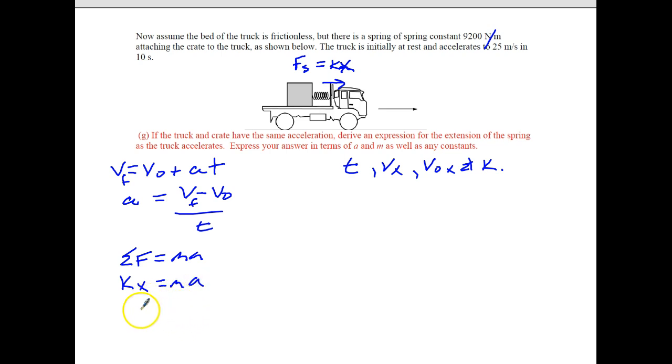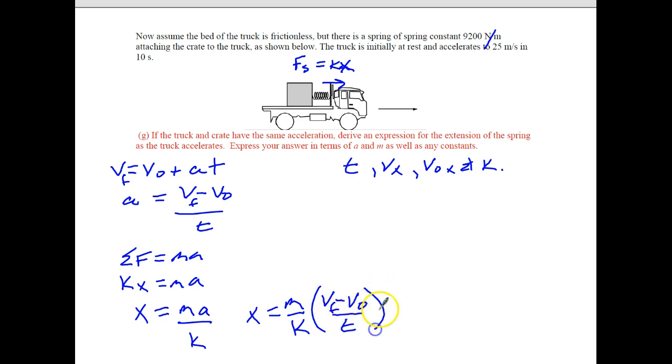Now we want an expression for the extension of the spring, so x is equal to m times a all over k. But remember, we said that a is actually equal to this, so now we rewrite this again. x is equal to m over k times vf minus v0 all over t. And so there is our expression.